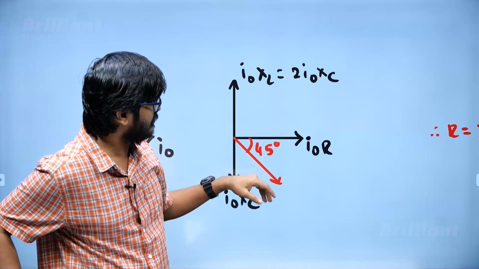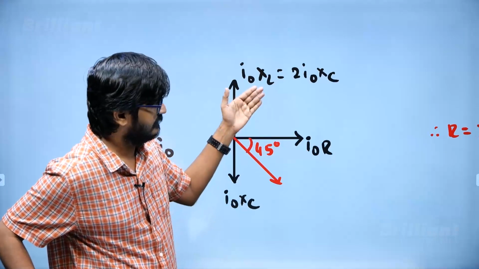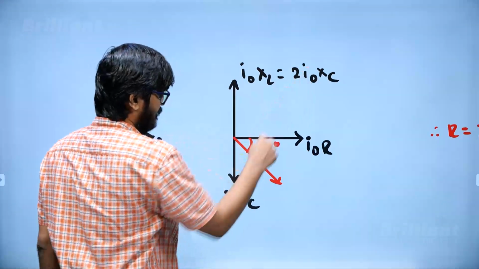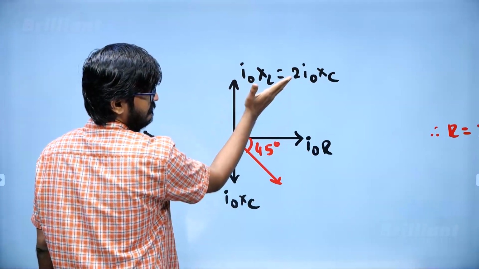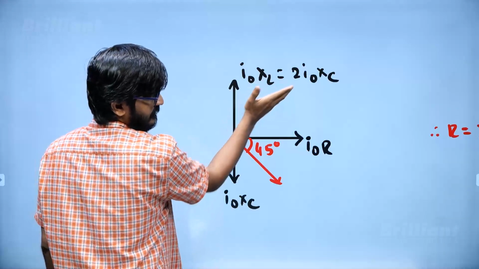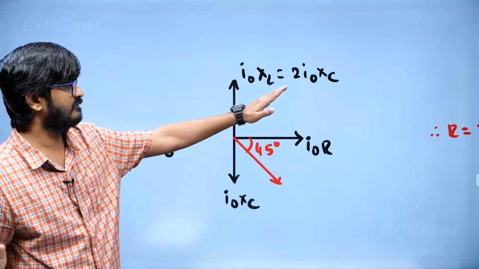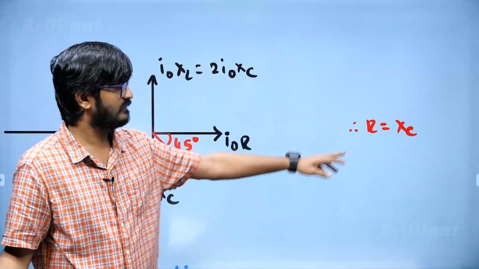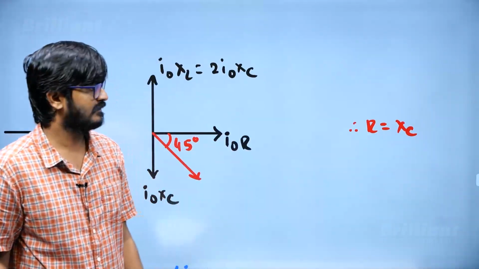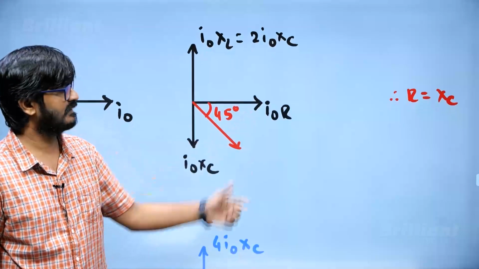Sorry, this is not the right figure. This has to be up, because resultant of these two is going to be in this direction, right? So yeah, this is here. This must be here. Fine. Anyway, if it is 45 degrees, then when you take tan theta, you can easily see XL equal to R equal to XC. Now I will be using that further information.